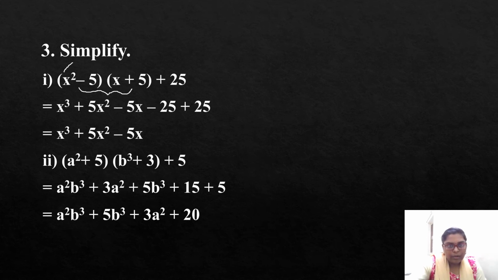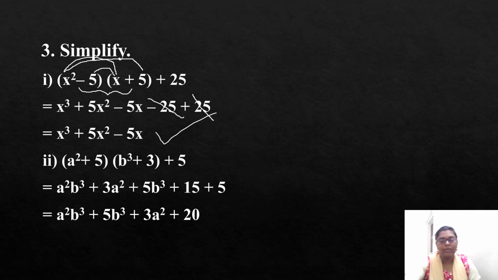X square into x, x cube, x square into 5, 5x square, minus 5 into x, minus 5x, minus into plus is minus, 5 into 5, 25. Right? Plus 25. This minus 25 and this plus 25 will get cancelled. The remaining term I have written.